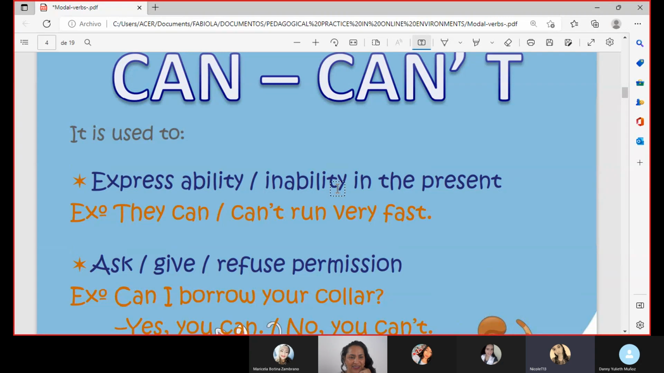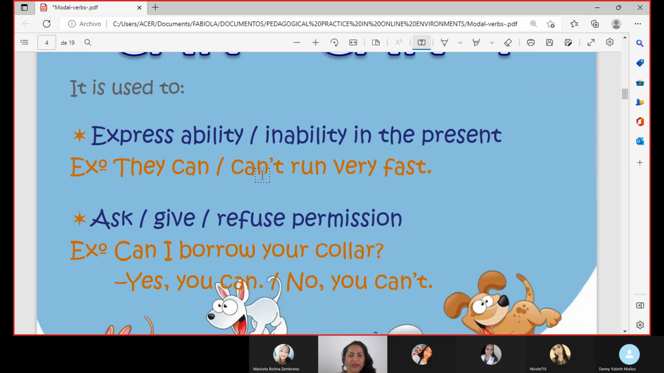It is used to express inability in the present. Example: they can't run very fast. Yes, exactly. They can't run very fast. This is it for affirmative and negative form. For question.